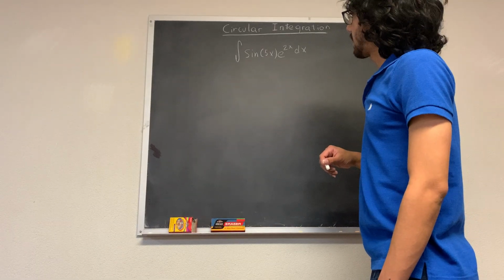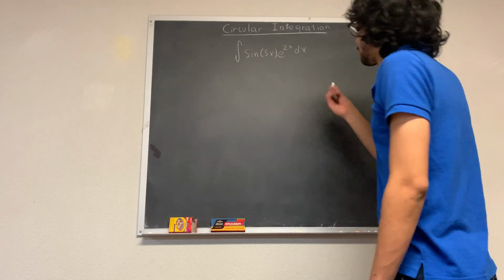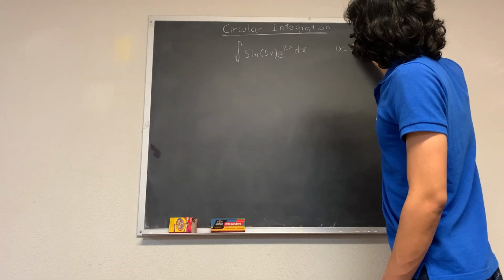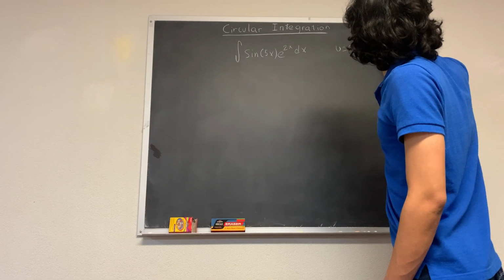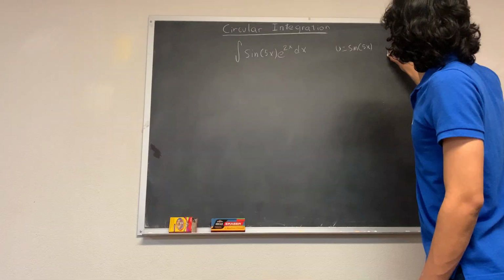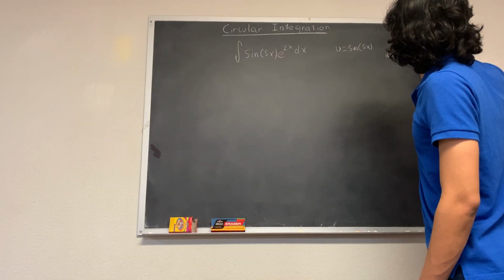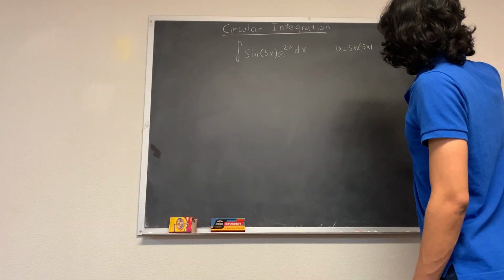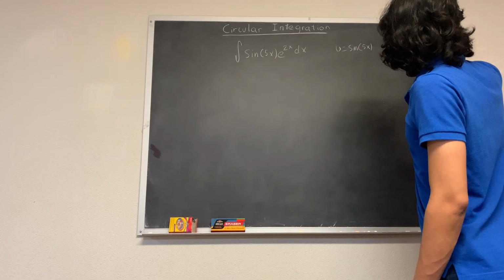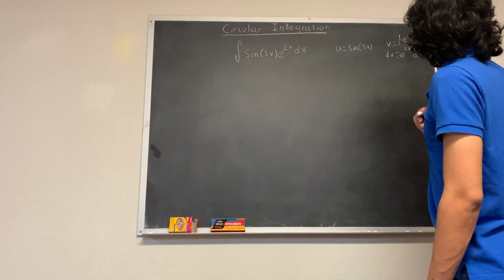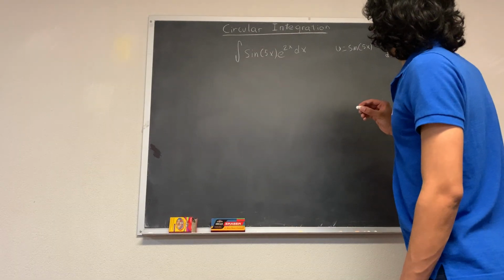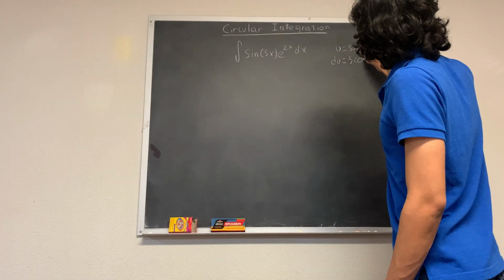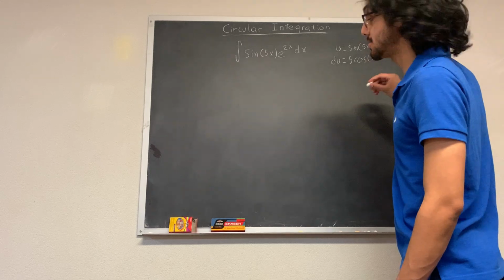So in previous videos, I showed you how we choose our u and our dv, and we're going to do the same thing here. Let's choose our u to be sine of 5x, and then we'll take our dv to be e to the 2x dx. We can integrate that pretty easily, and we can take v to be 1/2 e to the 2x. That's just a standard integral. And then we can do our du, and that's going to be equal to 5 cosine of 5x dx. Don't forget about your chain rule, guys.